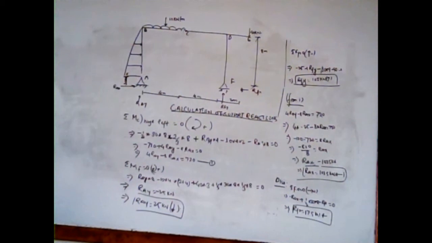Likewise, taking summation of forces in x direction equals to 0 and taking rightward direction as positive, we will get minus RAX plus 1 by 2 into 30 into 8 minus RFX equals to 0, and solving this we will get RFX equals to 17.5 kilonewton. This RFX comes out to be positive, and we have assumed the direction the same as what is actually coming.